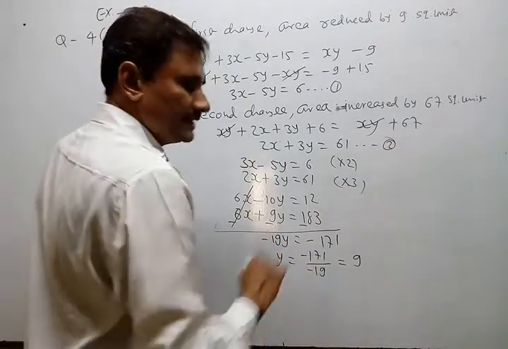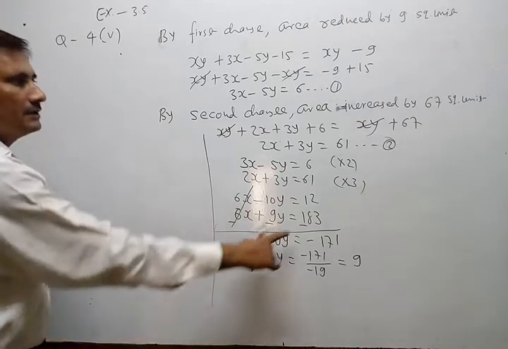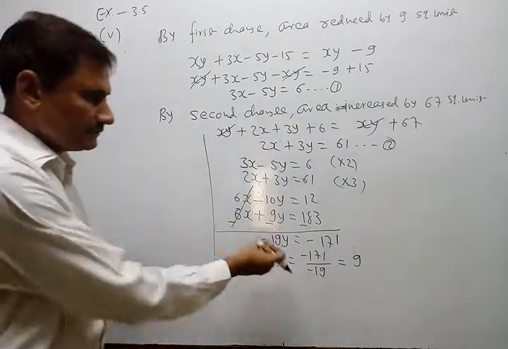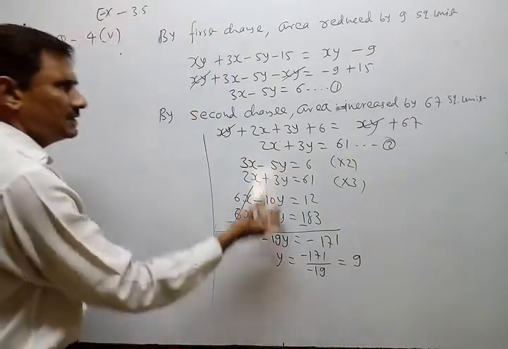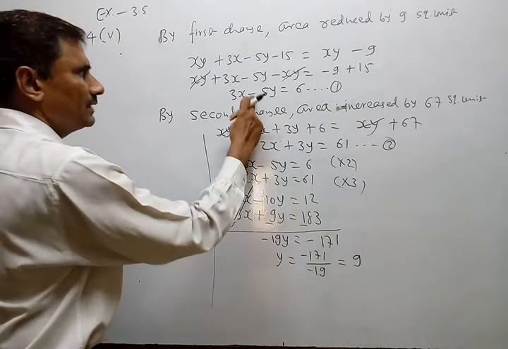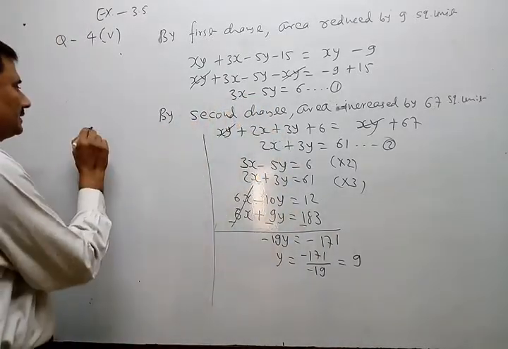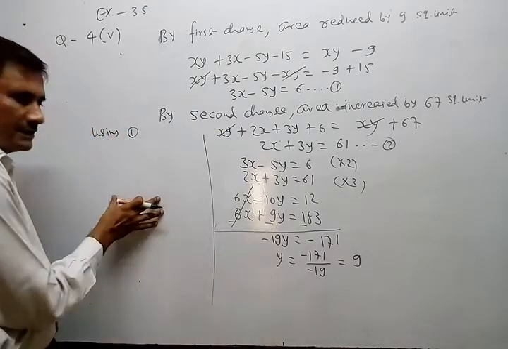So we got y. Now very easily you can get x also, using either the first or the second equation, because getting the first variable is important. To get the second variable is very easy. Just place that value in either the first equation or the second. I am just using the first one. So write down using 1. You write from here only, not like me.